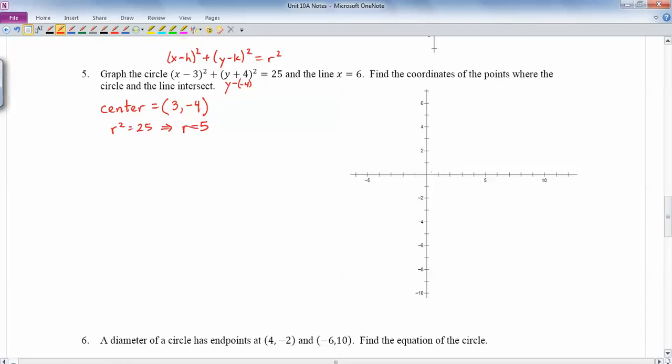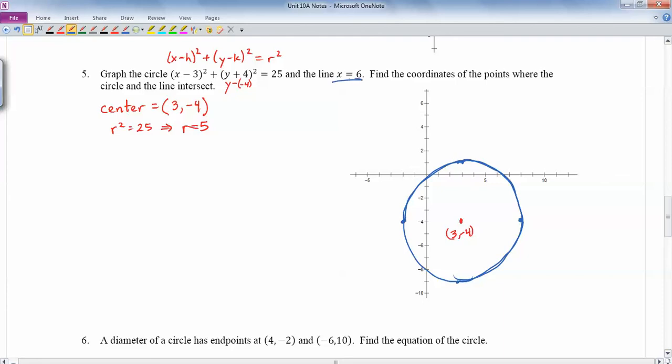So if we plot that, (3, −4) is right here. And then if I go up 5, I'll end up at 1 here, and down 5, I'll end up at −9. And if I go 5 units to the right, that would get me to 8. 5 to the left would be at −2. And so here's that circle, roughly. So there's the circle there.